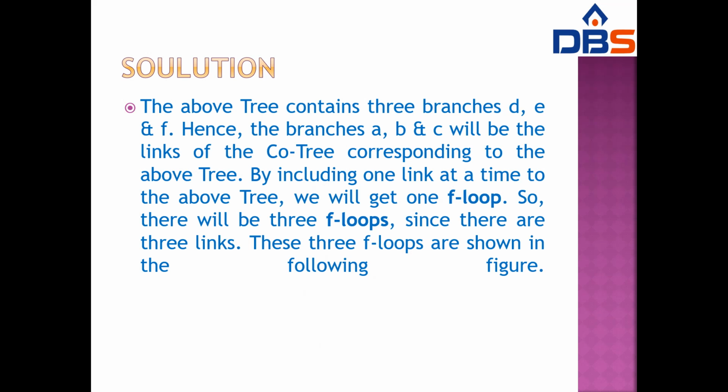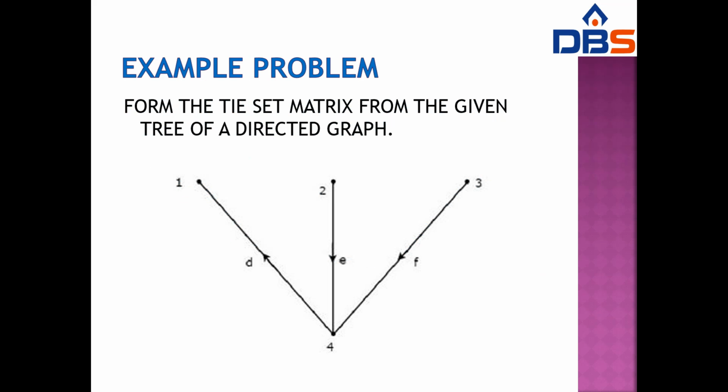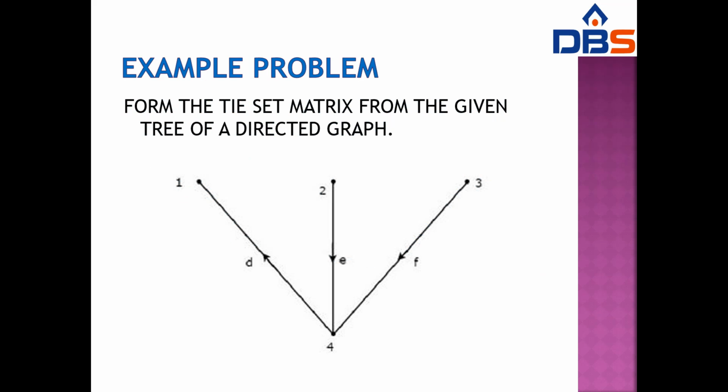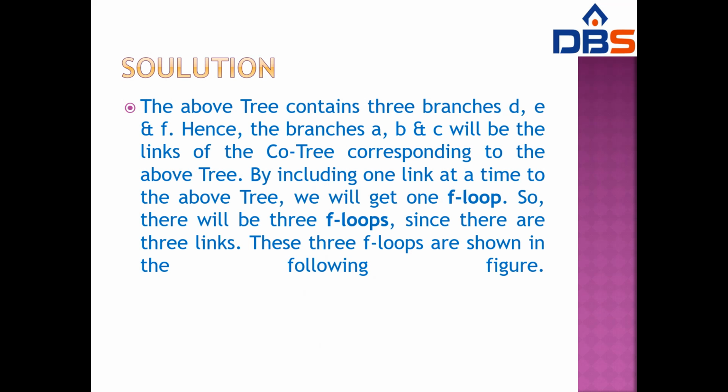The above tree contains 3 branches. D, E, F are the 3 branches. Hence the branches A, B, C will be the links of the given tree. By including one link at a time to the above tree, we will get one F loop.